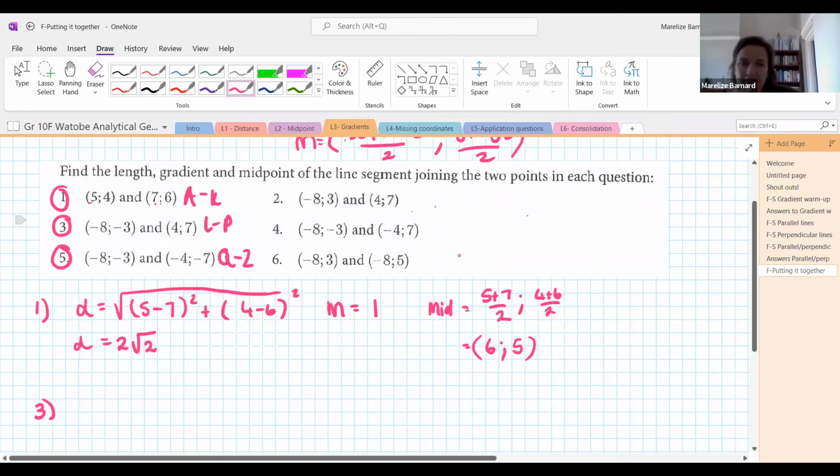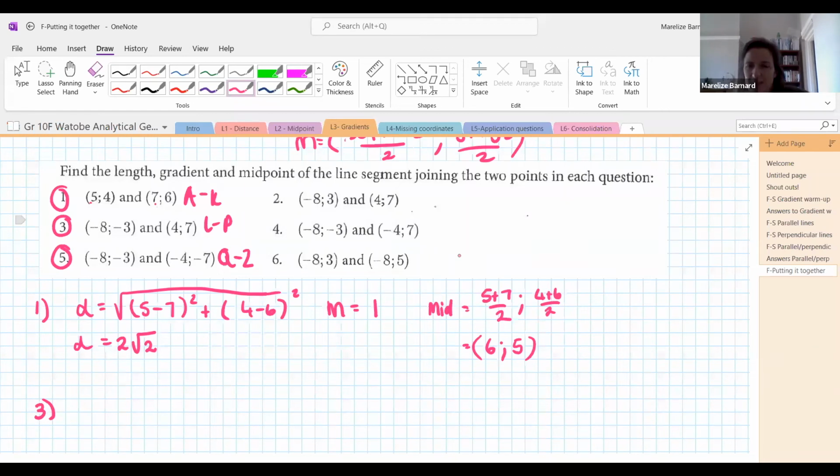Kensani, it doesn't matter if we start with 5 or with 7. If you wanted to go 7 minus 5 and then 6 minus 4, as long as that order remains the same. Okay.